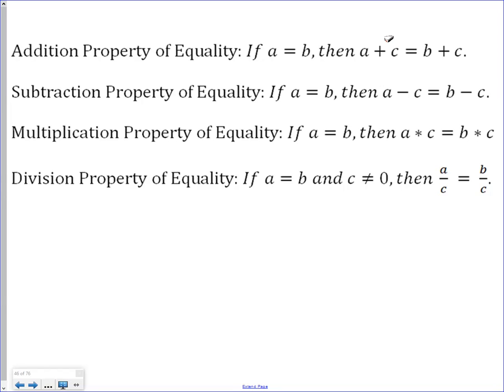I believe that some of these things you should already know, like the addition property is adding the same thing to both sides of an equation. The subtraction property of equality says that you can subtract the same thing from both sides of an equation. The multiplication property of equality says that you can multiply both sides of the equation by the same thing. And the division property says that you can divide both sides of the equation by the same thing, as long as it's not 0.